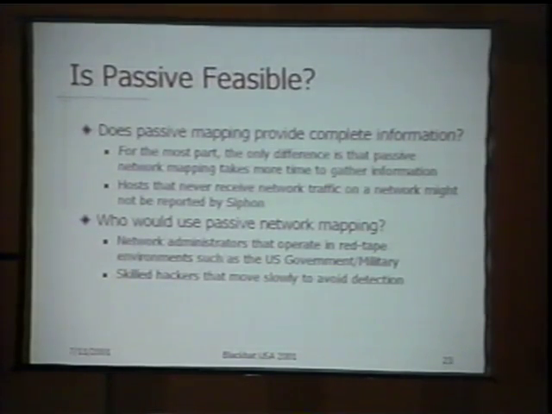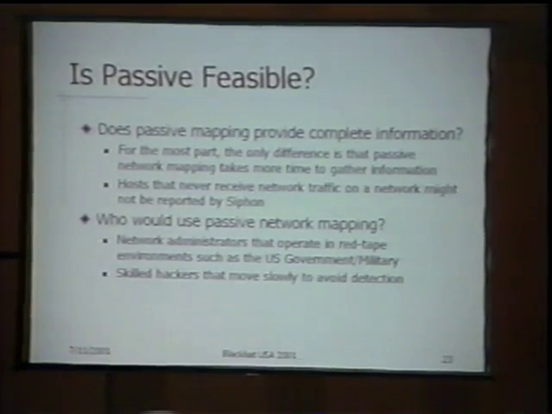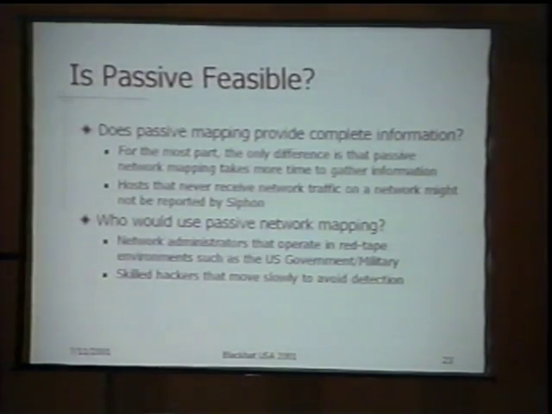A lot of people ask me, is passive network mapping feasible? Even I've read papers by Cortez Giovanni, which was a follow-up to our first proof of concept release of Siphon, saying that passive will never be as widely used as active network mapping because it takes so long for you to gather the information, and hosts that never receive network traffic on a network might not be reported, which is true for the most part. It does provide complete information like active mapping, but we do have more accuracy, and the only difference is that it takes more time to gather the information, and a host that never gets network traffic will not be logged.